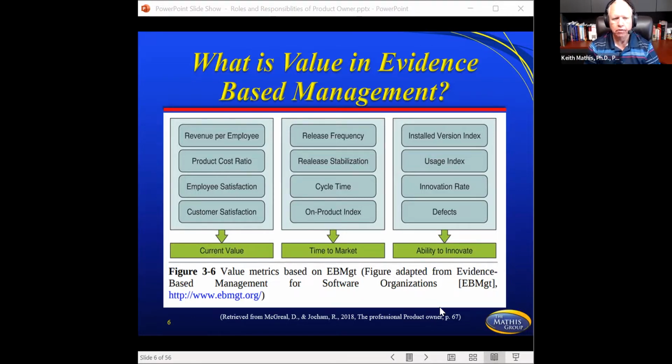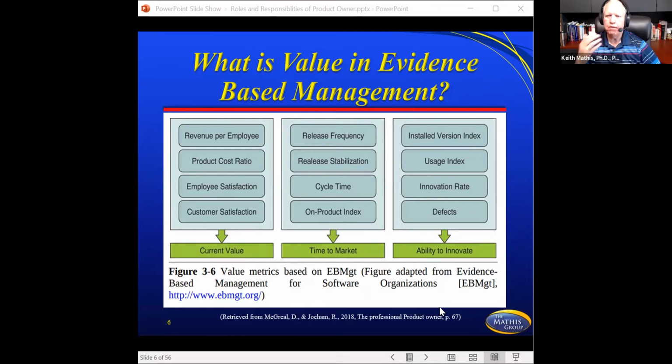Okay? So if you look over on the current value side, they listed several things: revenue per employee, product cost ratio, employee satisfaction, customer satisfaction. They gave you current value. And a lot of times we are measuring all of these. But the problem is that our job market and our business market has changed. And so what we used to value is not exactly what we're valuing right now. So look at the time to market, which is another measurement that people are starting to do.